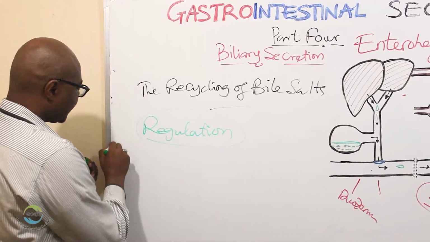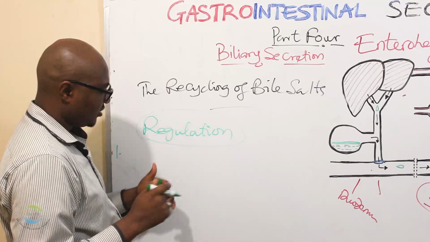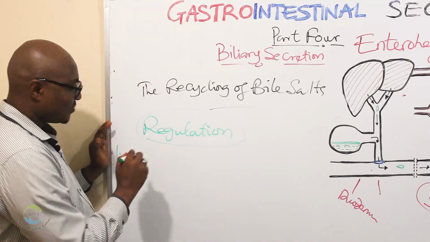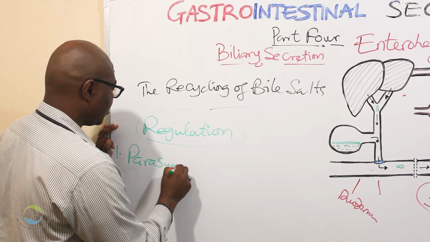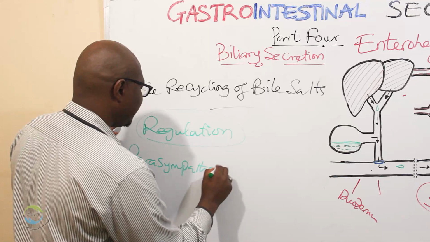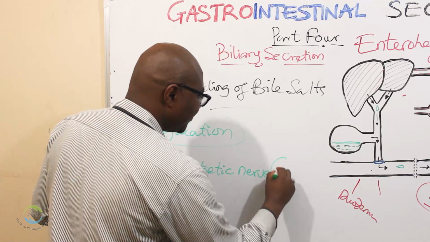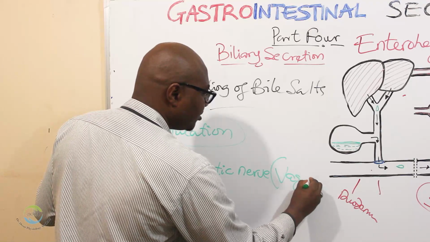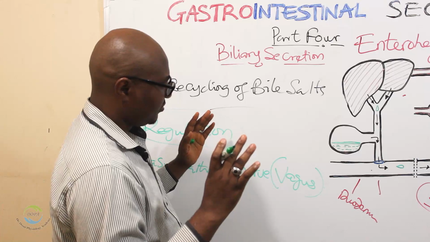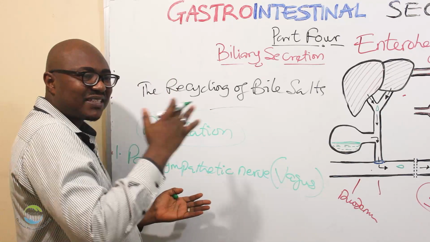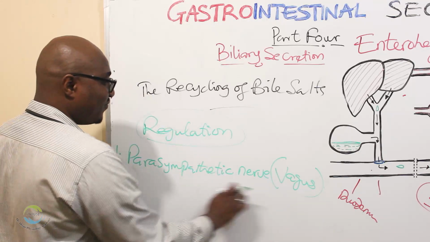Now, it is through a nervous mechanism and hormonal mechanism, of course. And the nervous mechanism is the parasympathetic nerve, which is the vagus. Remember that the vagus does 75% of the job of the parasympathetic nervous system. Okay? It's from the transverse colon that the pelvic nerve now does 25%. So it's the vagus nerve.